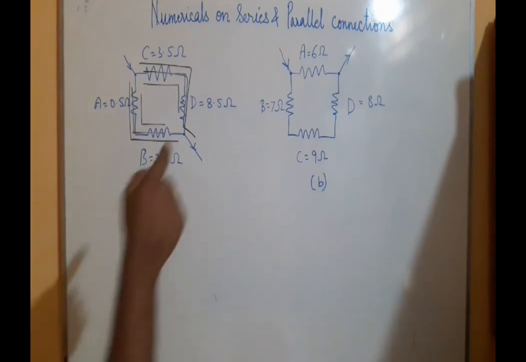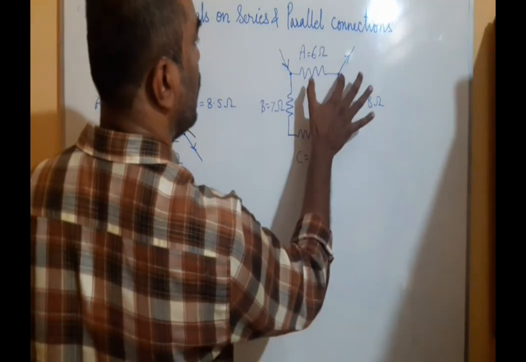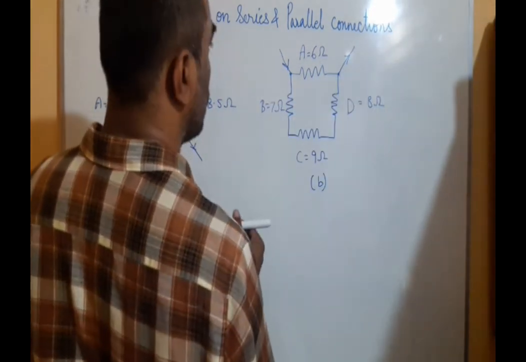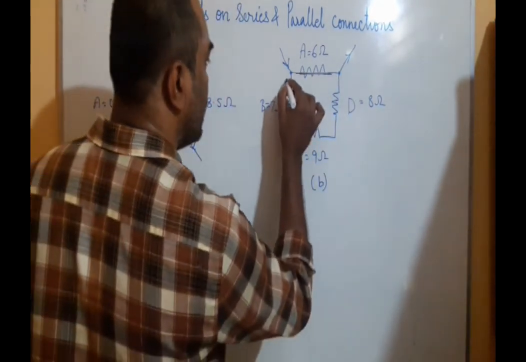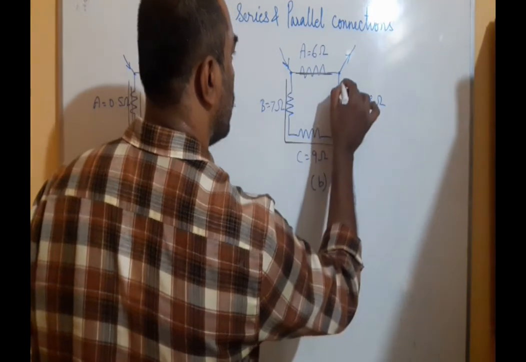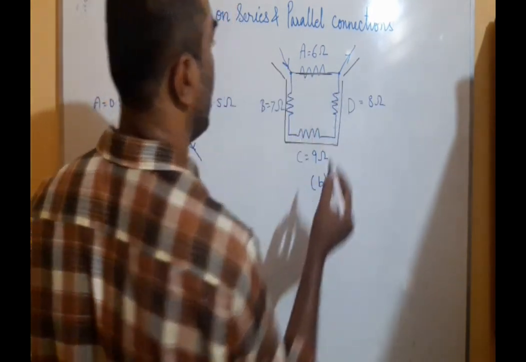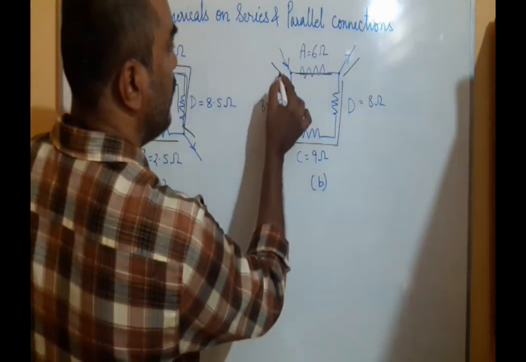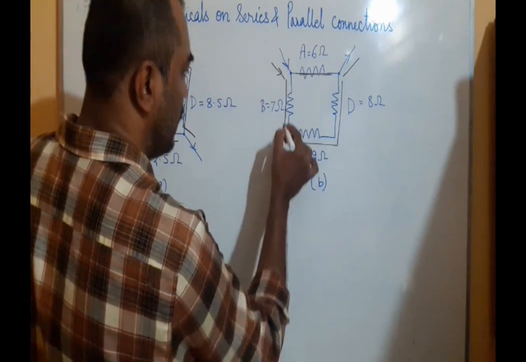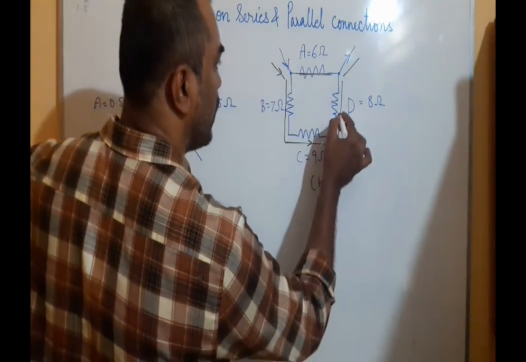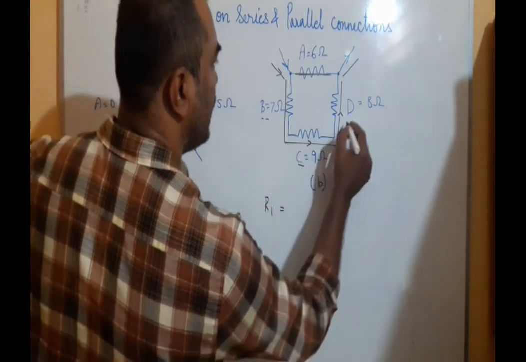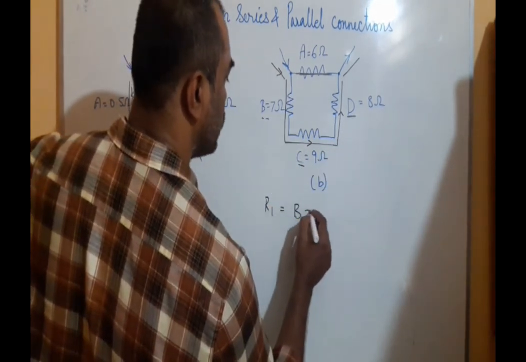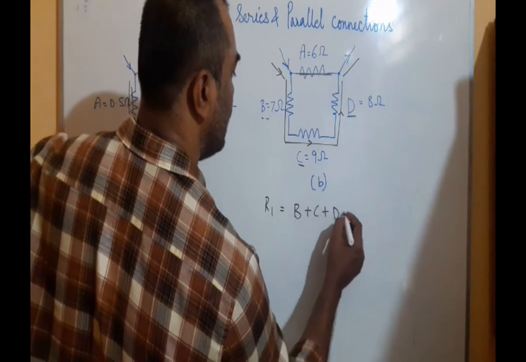In this case, the current comes in from here and moves out from here. So this is one path A through which the current can pass, and this is the second path through which the current can enter and pass. But if you see, when the current enters from here, there is only one path for the current to pass. So R1 is B, C and D in series.